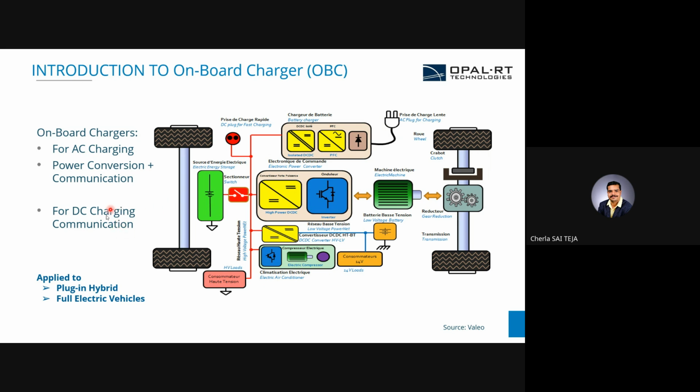If it is a DC charger, then all this circuit will not work directly. The DC plug-in will happen here, and then it will go directly to the battery for charging. This is how the DC charging will take place. If it is an AC charger, the onboard charger will work here. Most of these plug-in PHEVs or full electric vehicles will have this OBC application.